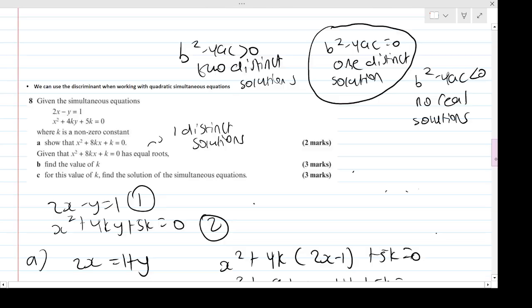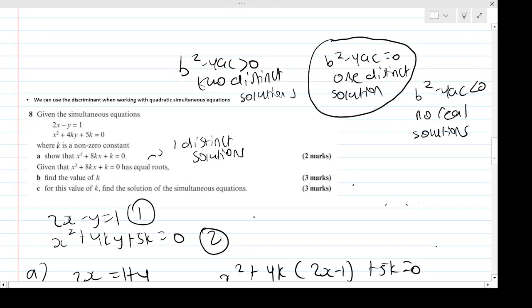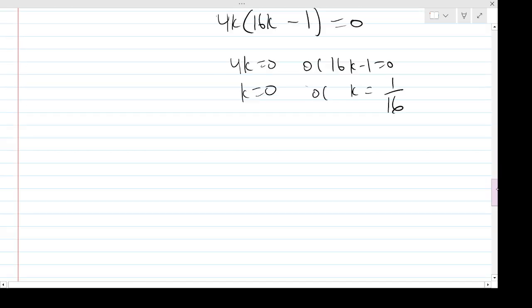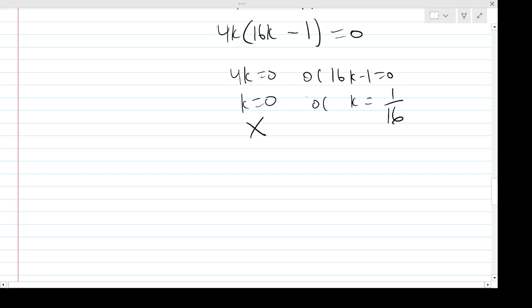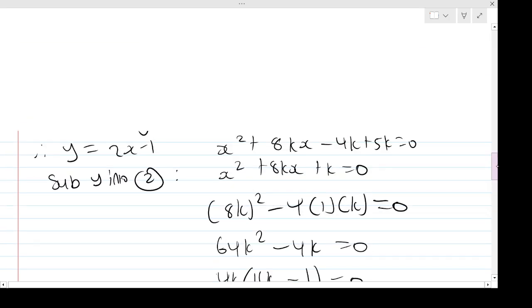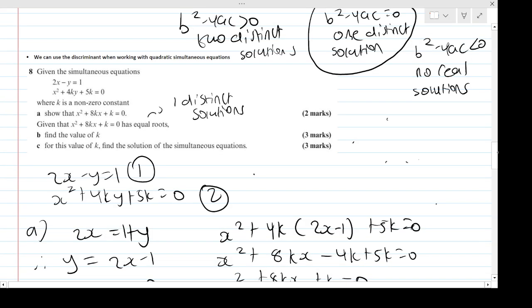But let's have a look at the question. It says but k is a non-zero constant. Non-zero means it cannot be 0. Well, that means we cannot have this. So k is non-zero. Let's write that properly. K is non-zero. So therefore, we can only take case 1 over 16. So that's our solution. Cool. So we found the value of k.